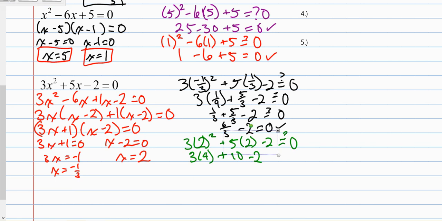So this is why we always check. I have made 2 sign errors in a row. This 1/3 should have been negative. That would make this a negative 5/3, which would in fact make this not equal to 0. But I was lazy with my negative signs and I didn't catch that.